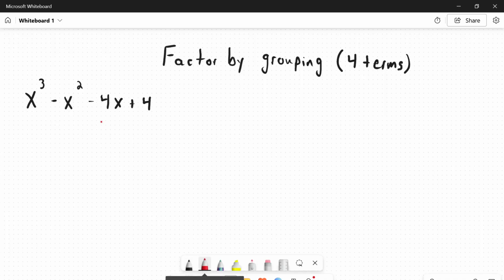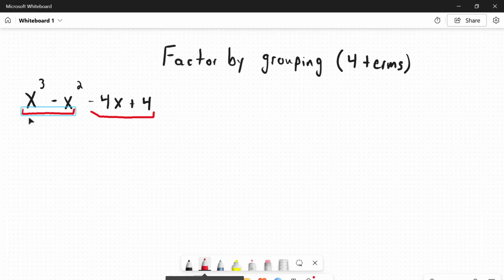So what we're going to do is we are going to look at the first two terms, and we are going to look at the second two terms. Notice how my underlining here, I am trying to be specific with underlining that negative in front of that 4x. I do need to keep that in mind. And we're going to factor out a greatest common factor.